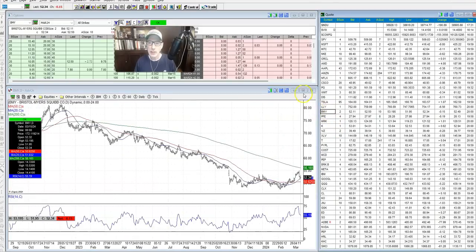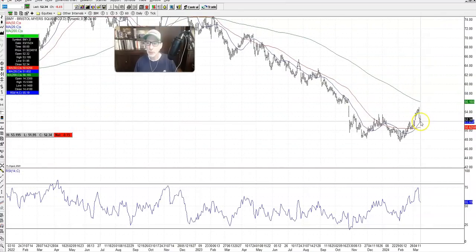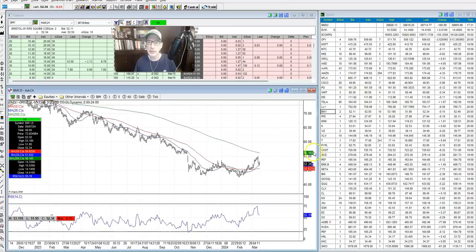We have a put sell on Bristol Myers. It's kind of chugging around the lows. Finally got its groove together, started to move up, but now it's coming back down to the 20-day moving average right here. So we want to see a bounce in Bristol Myers.